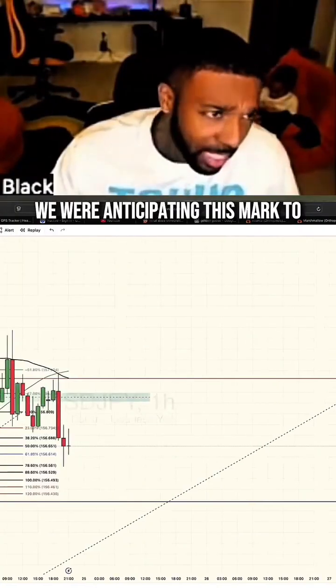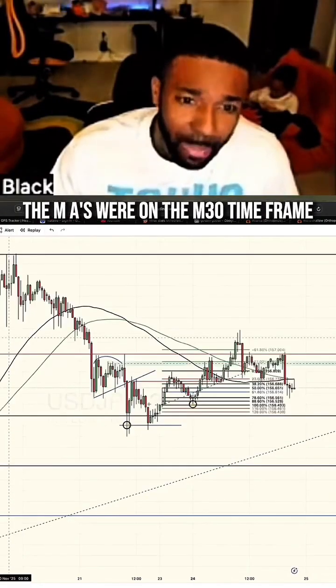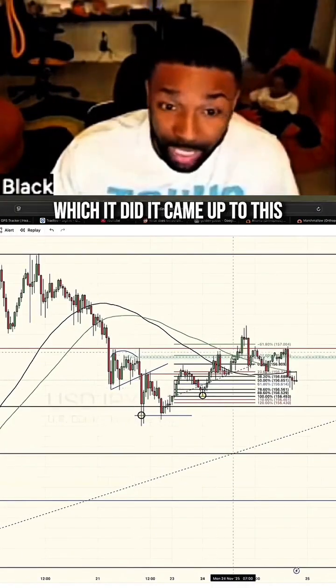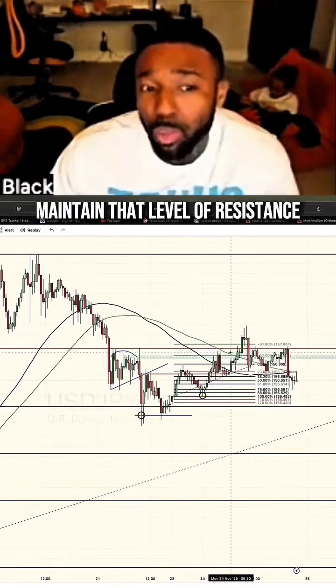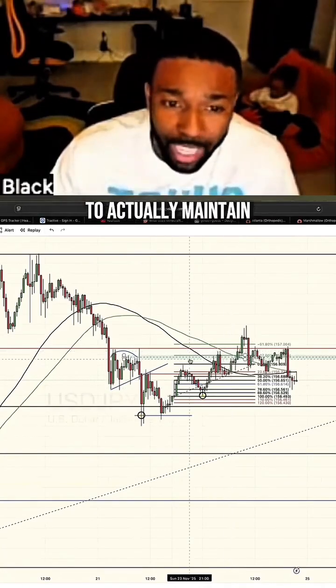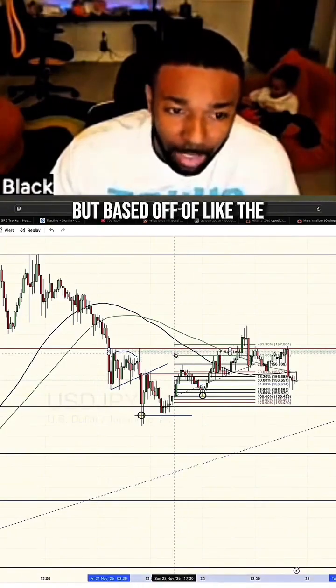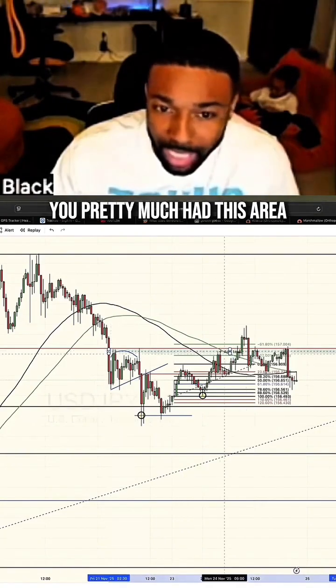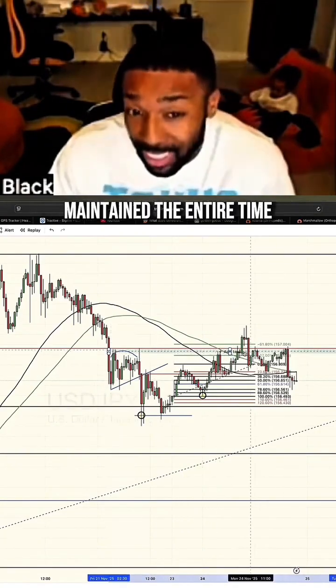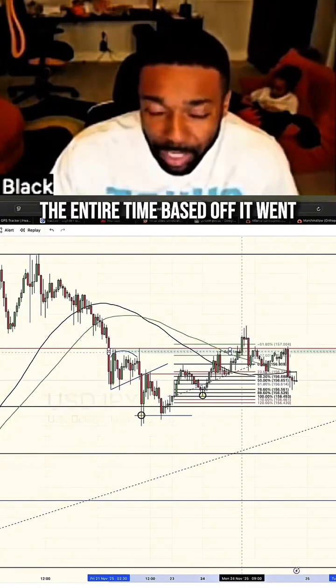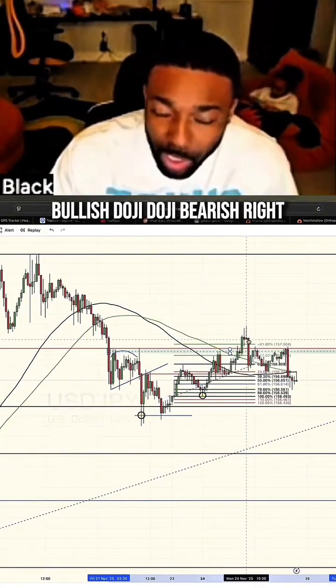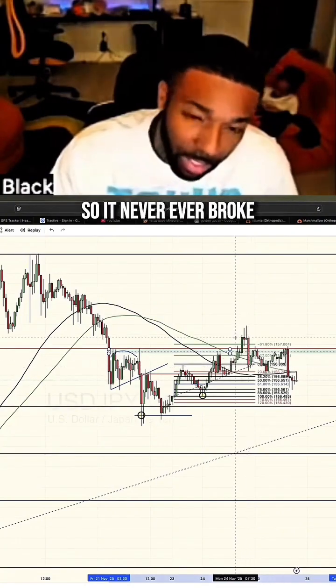We were anticipating this mark to actually come up to where the MAs were on the M30 time frame, which it did. It came up to this entire zone and maintained that level of resistance, but it took a while to actually maintain. Based off the highest point, right around here, you had this area that was being maintained the entire time. A little breakthrough, but it was tested the entire time based off it going bullish, doji, bearish. So it never ever broke.